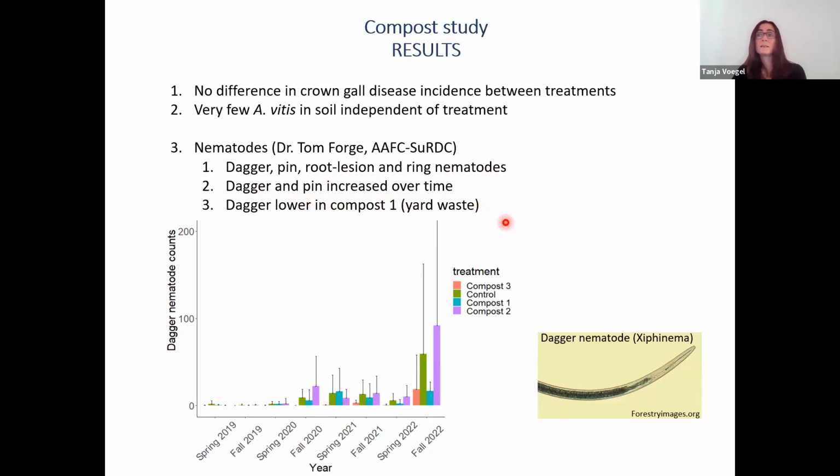So something else is going on in these vineyards that's suppressing the population of these nematodes. And I believe Tom is going to look into this further. However, there was an effect of compost in this experiment. So the dagger nematode population was lower in the yard waste compost.